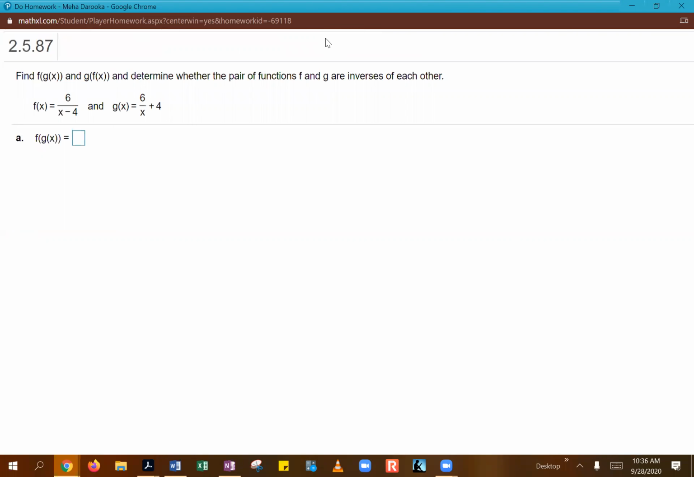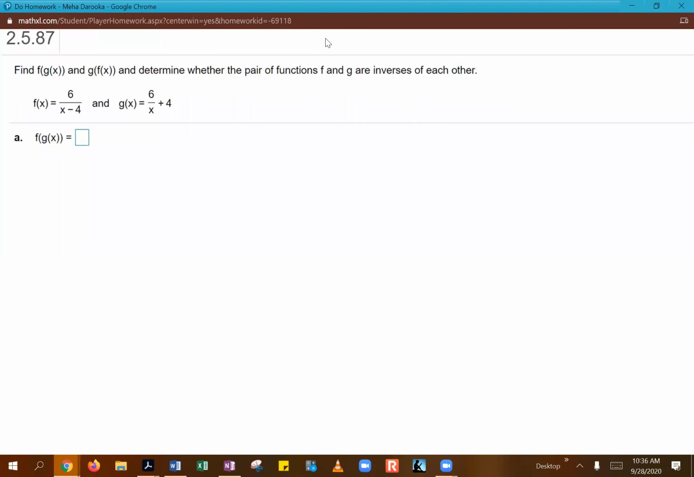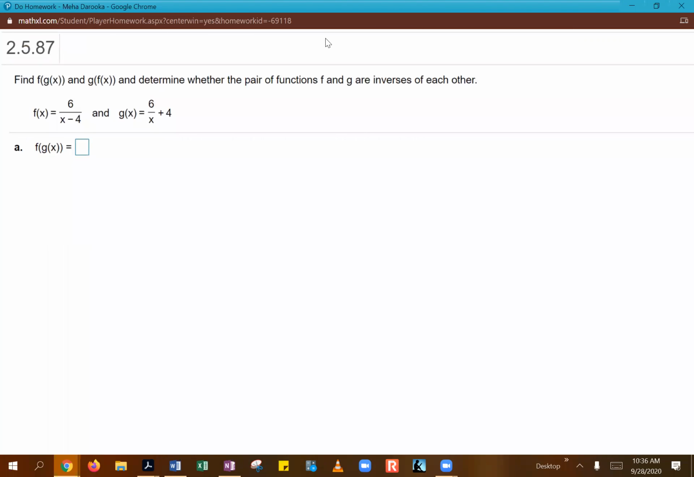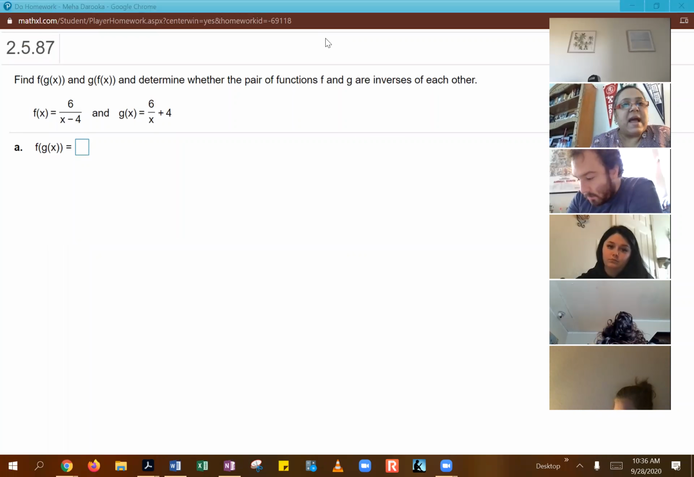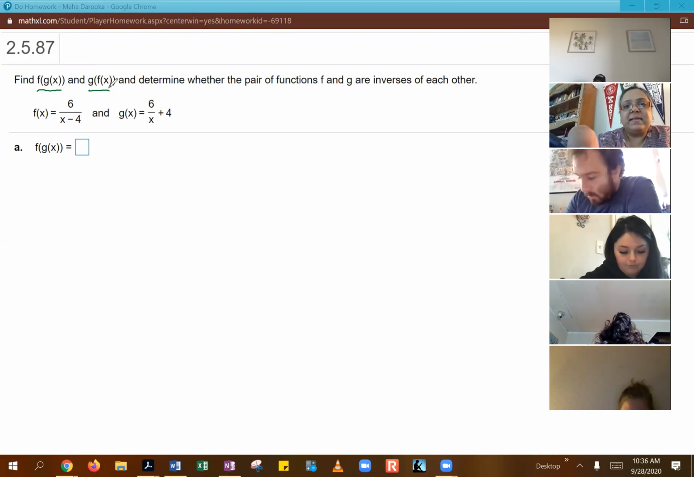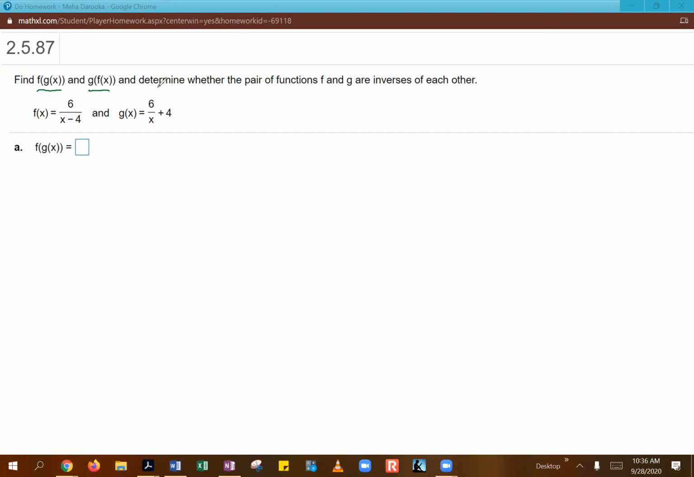Alrighty, so here they're actually going to that idea of what happens when we do compositions. So they're asking us to find out what will happen if we do f of g of x, or if we reverse the order and do it as g of f of x. And they want to know if they will in fact be inverses of each other or not. So let's start with the first one.